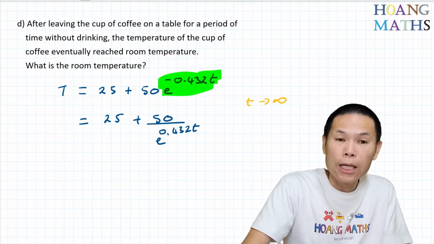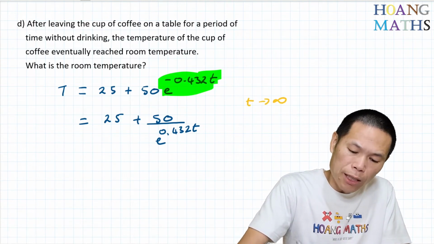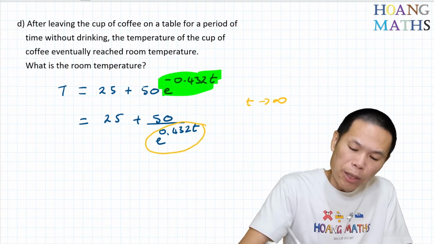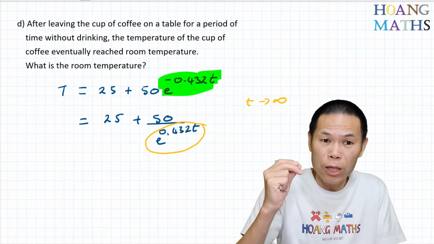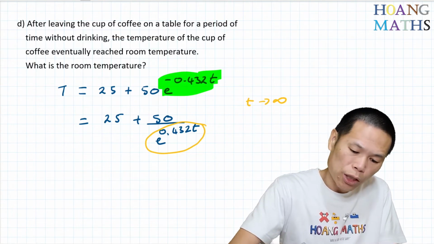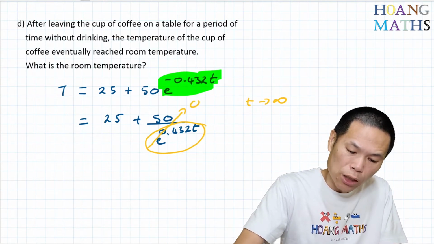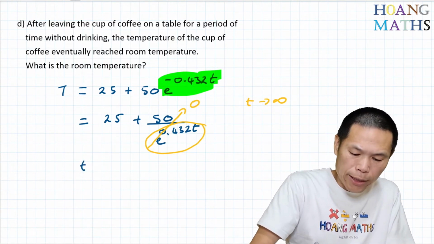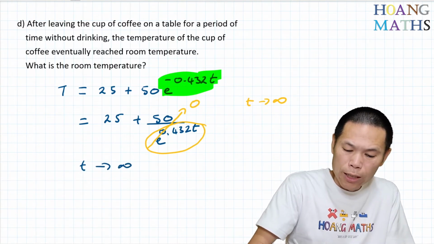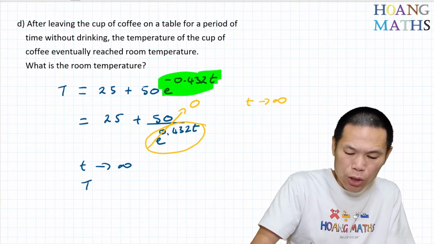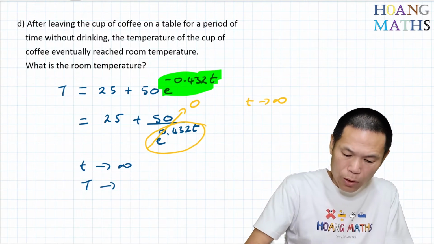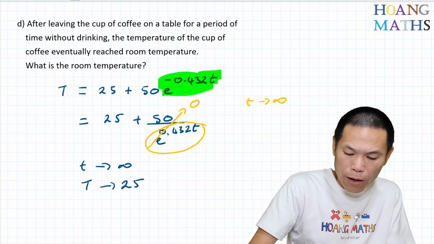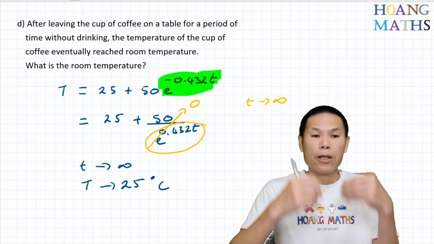So when the cup of coffee is left for a long time, this means that t approaches infinity. So this means that 50 divided by this becomes a very big number, and a small number divided by a large number becomes 0. So this approaches 0. Therefore, when t approaches infinity, the temperature will approach 25 because this term becomes 0. So T becomes 25 degrees Celsius. There you go.